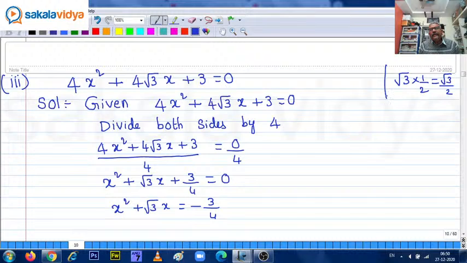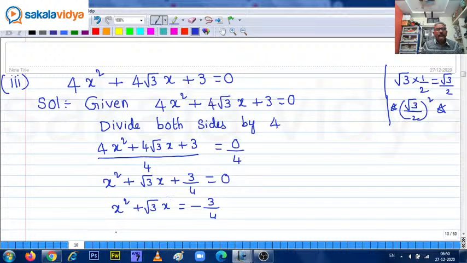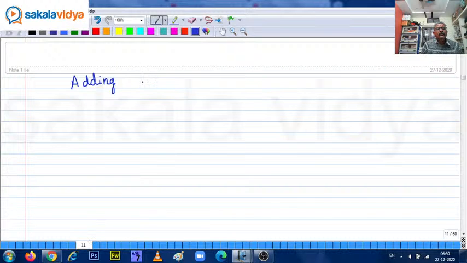So what need to be added on both sides? Root 3 by 2 whole square. This you remember. This is very important. This need to be added on both sides. So now adding root 3 by 2 whole square on both sides.